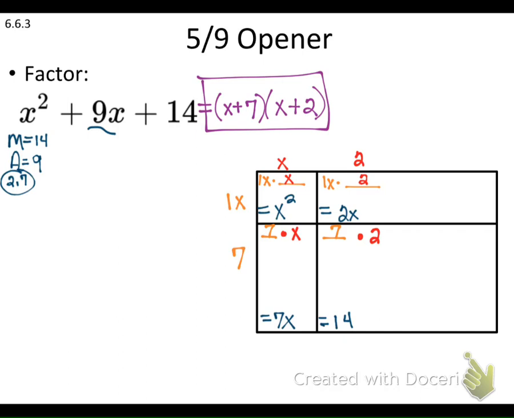There's my final answer. Now, this today is going to lead into what we're going to talk about, fast factor. We're going to be able to fast factor when there's not a number for our first coefficient. So you're not going to have to do all this extra work. I'm going to show you a shortcut called fast factor.